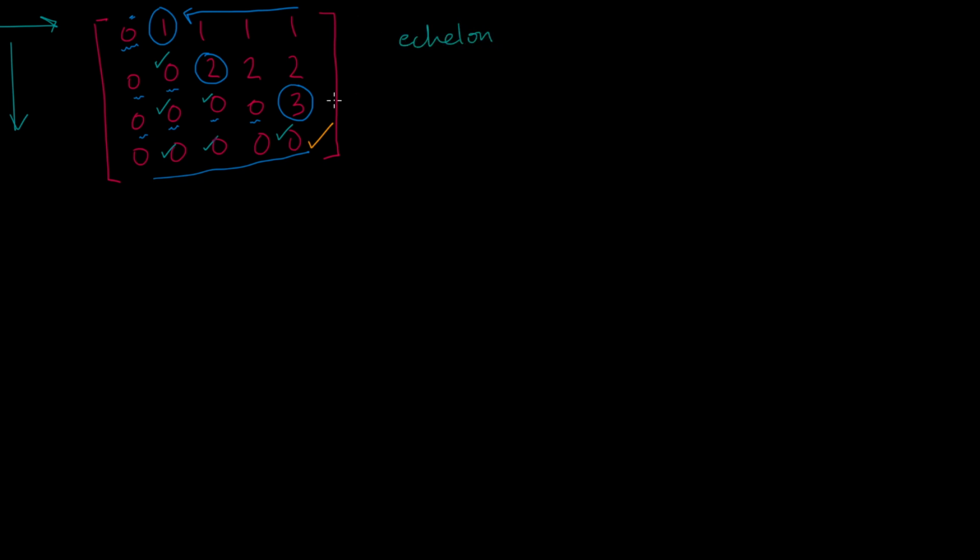Now let's check to see if it's in reduced echelon form. If it's in reduced echelon form, all the leading entries have to be 1. This leading entry is 1, but this leading entry is not 1, so it's not in reduced echelon form. It's only in echelon form.